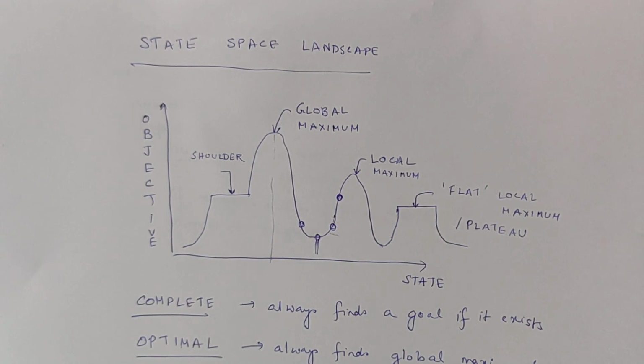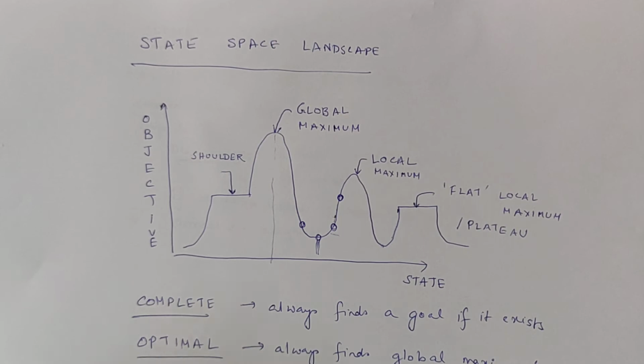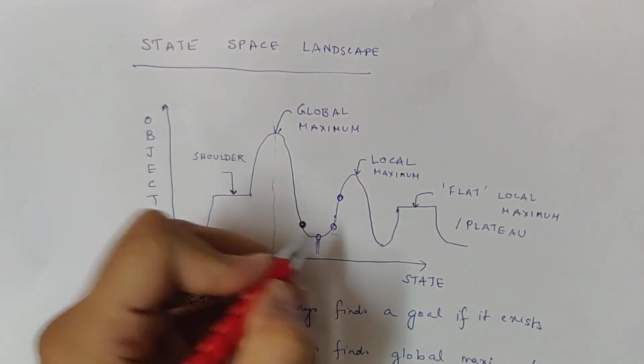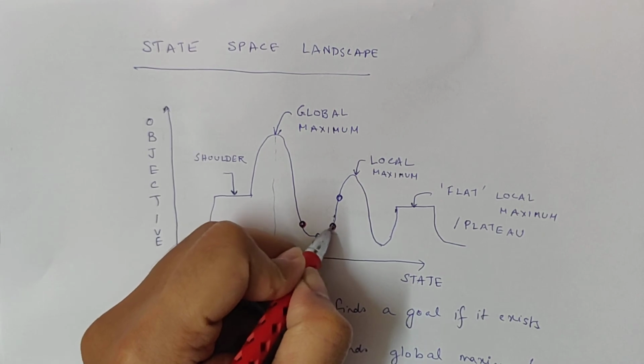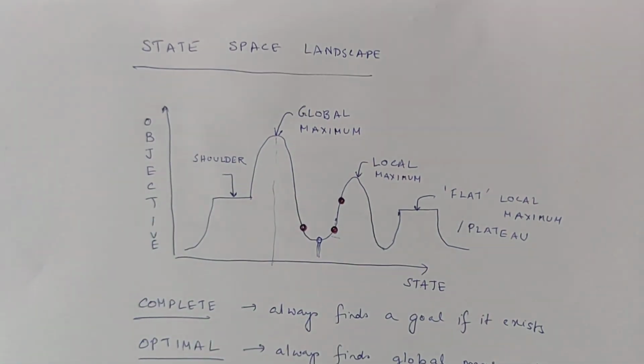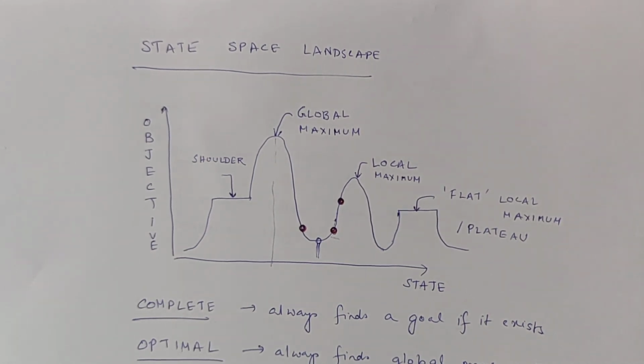I will use different colors for your ease. This is one successor, this is one successor, and this is one successor, right? Now tell me, of all the successors, which one is the most promising successor node?